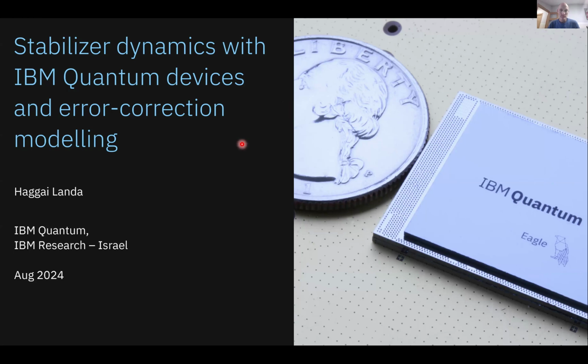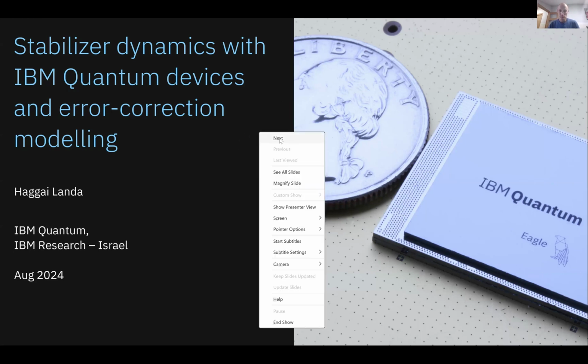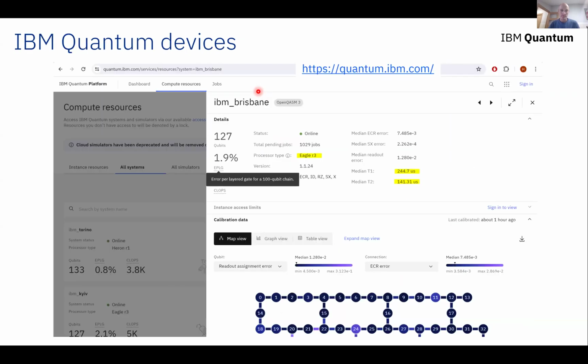Good. So let's see. Why doesn't the slide move on? Okay, now I get it.